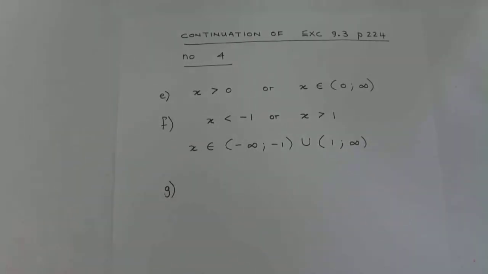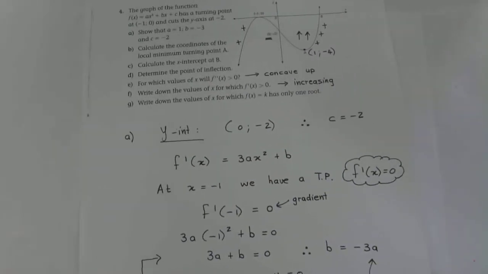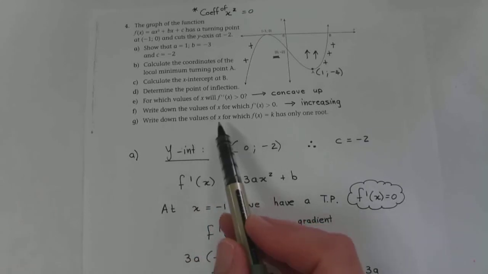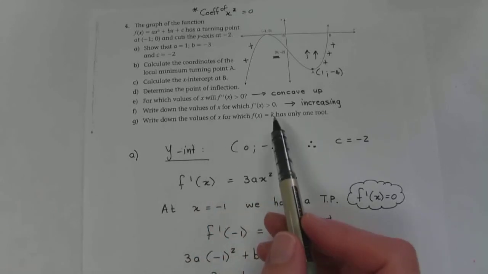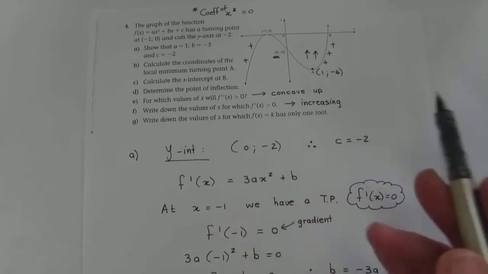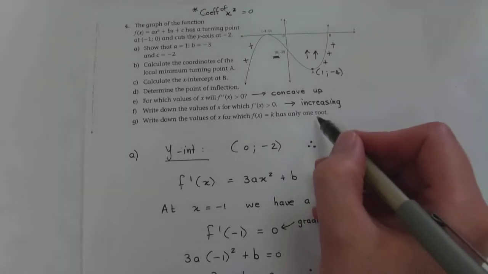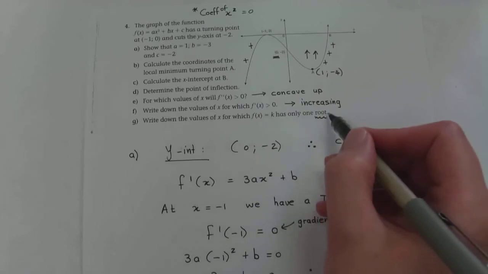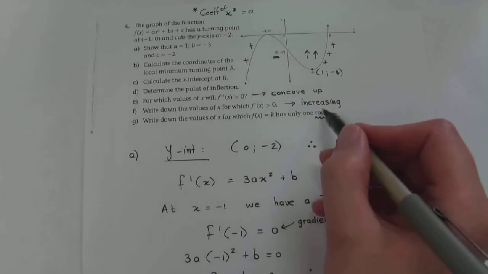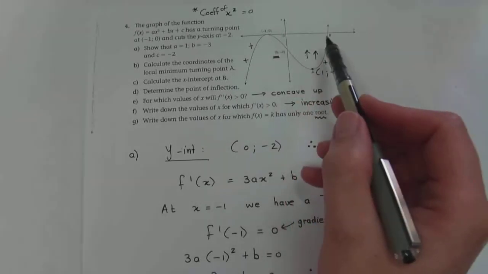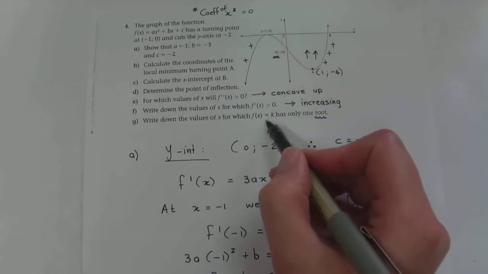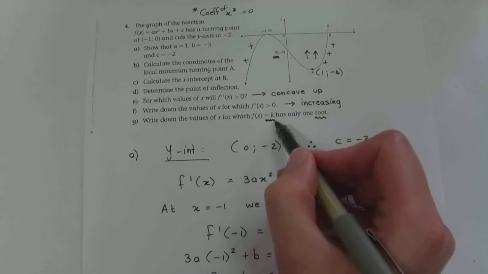Then G. Now this is going to be slightly tricky, so you need to concentrate. Write down the values of x for which f(x) equal to k has only one root. You still seem to struggle with this whole idea of roots. The first thing we need to establish is that the root here does not refer to the x-intercepts, because they have not told me f(x) equals 0, they've told me f(x) is equal to k.